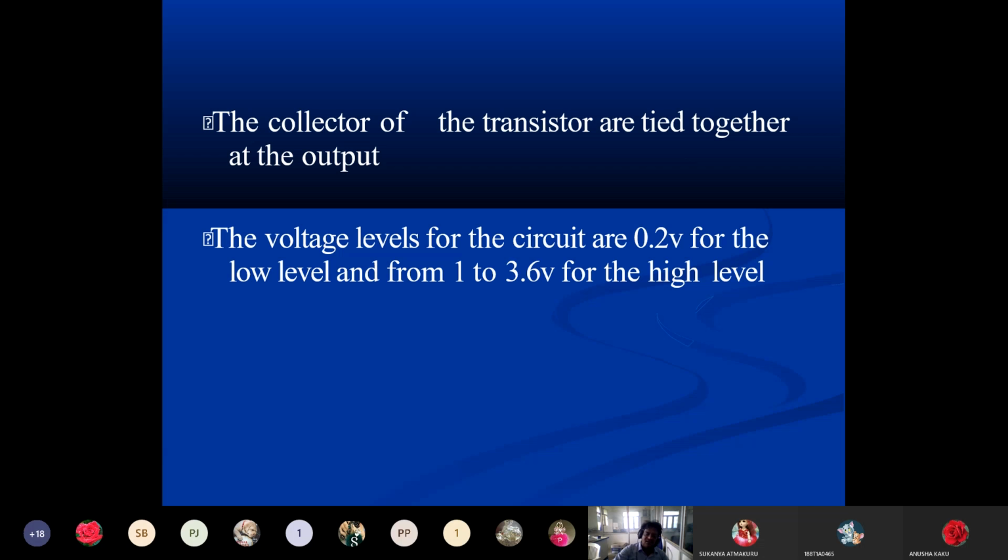In the same way, every different logic family may have its own logic levels. That means up to 0.2 volts we can call it a low level, and above that up to 1 volt it is an undefined level. So 1 to 3.6 is a high level. That means it may be operated from 0 to 4 volts of capacity.